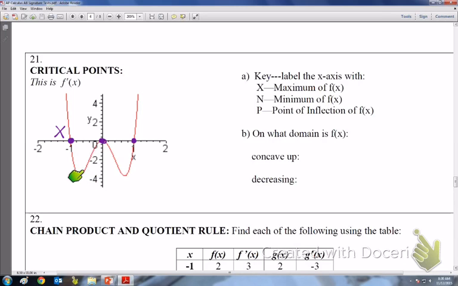Okay, with the same logic, which of these 2 points left over is a minimum? 1. Good, this is a minimum. Who can tell me why? Justify your answer. Negative to positive. Good. The first derivative is going from negative to positive, which means my original function is going from decreasing to increasing. So this is a minimum, so I'm going to put an n. What about this point in the middle? What's this point in the middle?